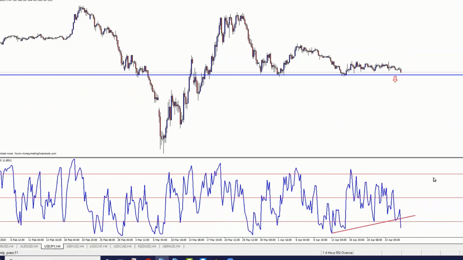And there's no divergence or anything. So when there's a lack of divergence, that's also confirmation that the price is more likely to go down.